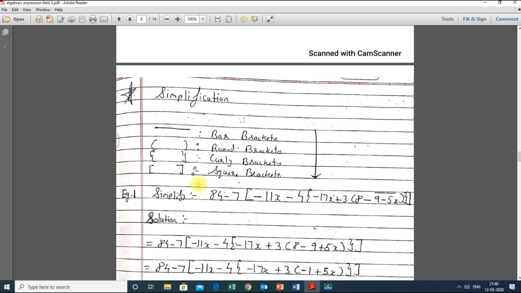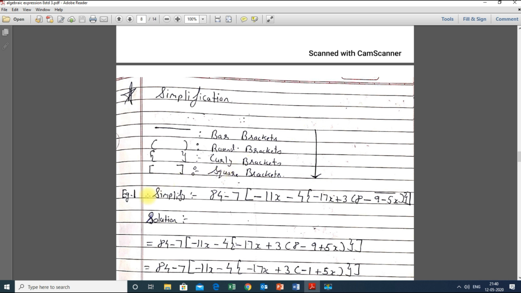Last topic of the chapter, simplification. We all know that simplification is about solving, applying BODMAS and solving the brackets in some order. So we know that always you have to solve the bar bracket, then the round bracket, or you can say parenthesis, then the curly bracket, and then the square bracket. These orders are solved from top to bottom. You can see the arrow over here.